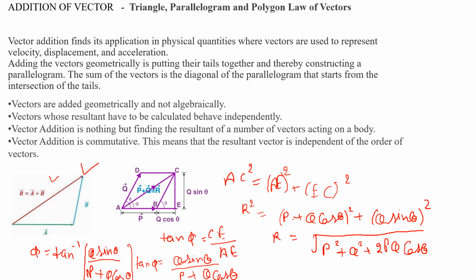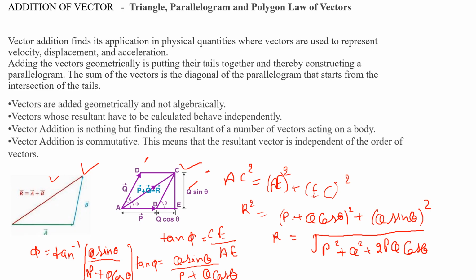According to this law, if two vectors, p vector and q vector, are represented by two adjacent sides of a parallelogram, both pointing outward as shown in the figure, then the diagonal drawn through the intersection of the two vectors represents the resultant. Here, if q vector is displaced from position AD to BC by displacing it parallel to itself, this method becomes equivalent to the triangle method.